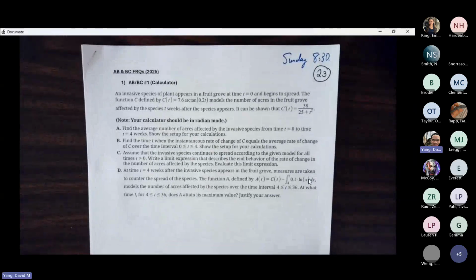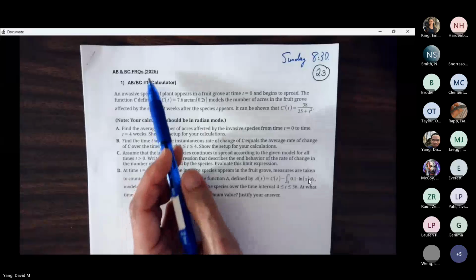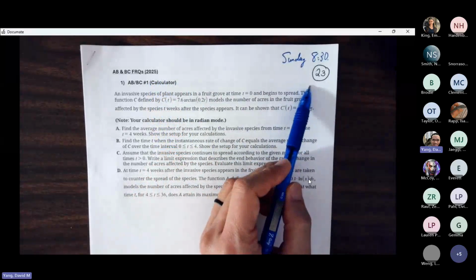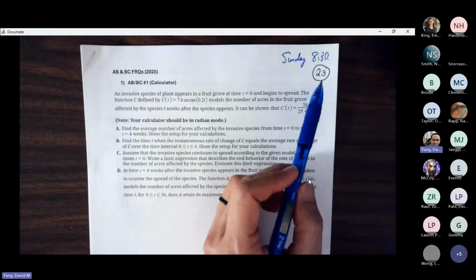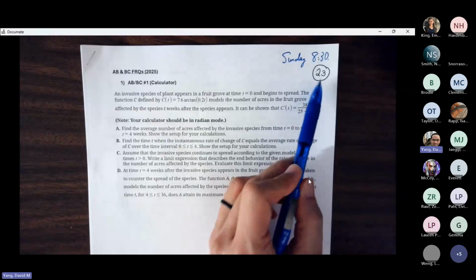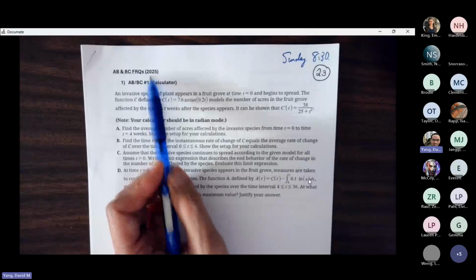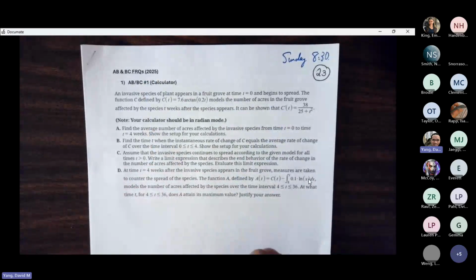Okay, so let's start with your AB FRQ. This is page 23. If you're in BC and you're here, I think in your yellow packet, it's going to start at a different page, but you're going to have those FRQs as well.